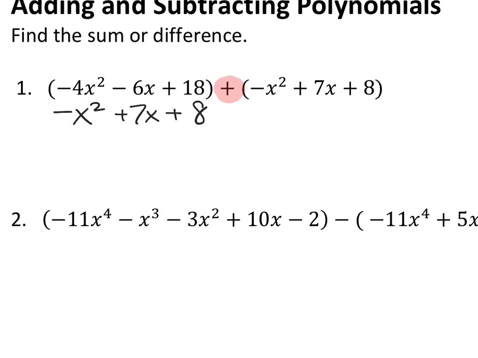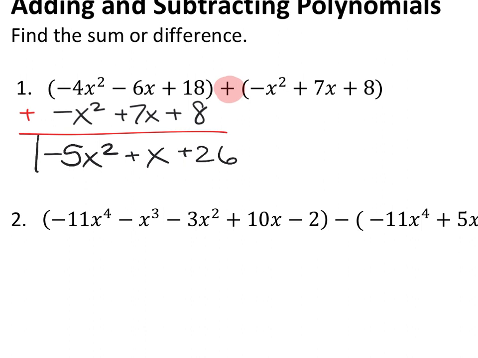Great, and it says to add, so guess what I'm going to do? I'm literally going to add. Straight down like an old-fashioned math problem. Meaning I would do negative 4x squared minus 1x squared. Well, that's negative 5x squared. I would do negative 6 plus 7x. Well, negative 6 plus 7 is 1, so plus 1x. And then I would do 18 plus 8. 18 plus 8 is 26. Voila, I'm done. That's it.